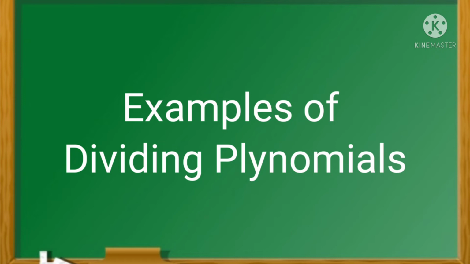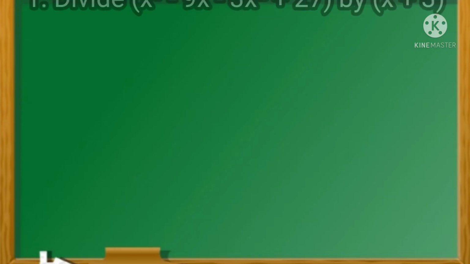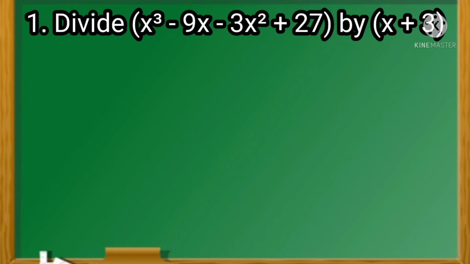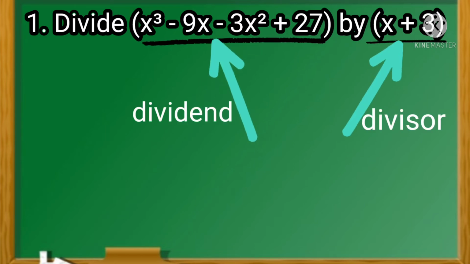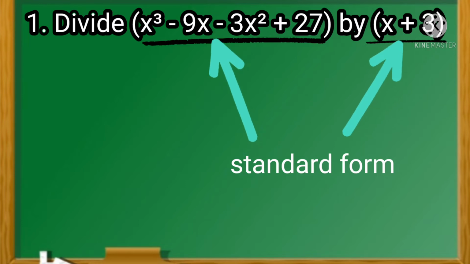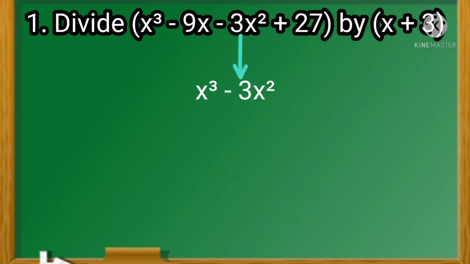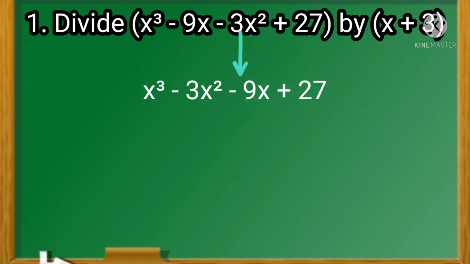Let's have now some examples in dividing polynomials. Number 1. Divide x cubed minus 9x minus 3x squared plus 27 by x plus 3. First, we will rewrite both the dividend and the divisor in standard form by arranging the exponents from highest to lowest. So our dividend will become x cubed minus 3x squared minus 9x plus 27.